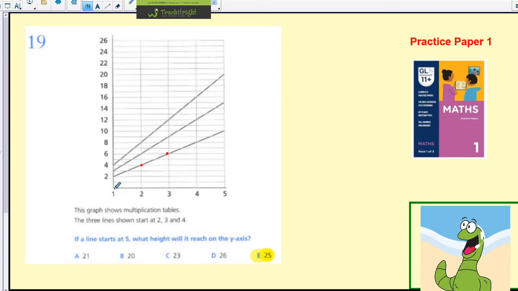So let's have a look. So we do the 5 times table. That would be here. So 5 times 1 is 5. 5 times 2 is 10. 5 times 3 is 15. 5 times 4 is 20. And 5 times 5 is 25. So since that's the highest number, 25 is where it will meet on the y-axis, because this is the y-axis up here. And if you had a ruler, you could nicely rule it off, but I don't think we need to for our purposes today.